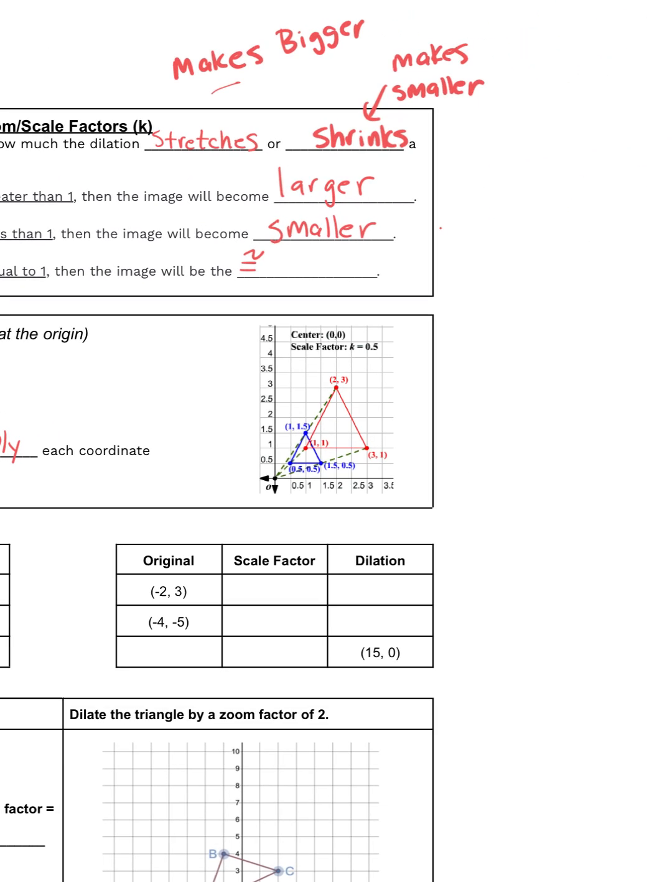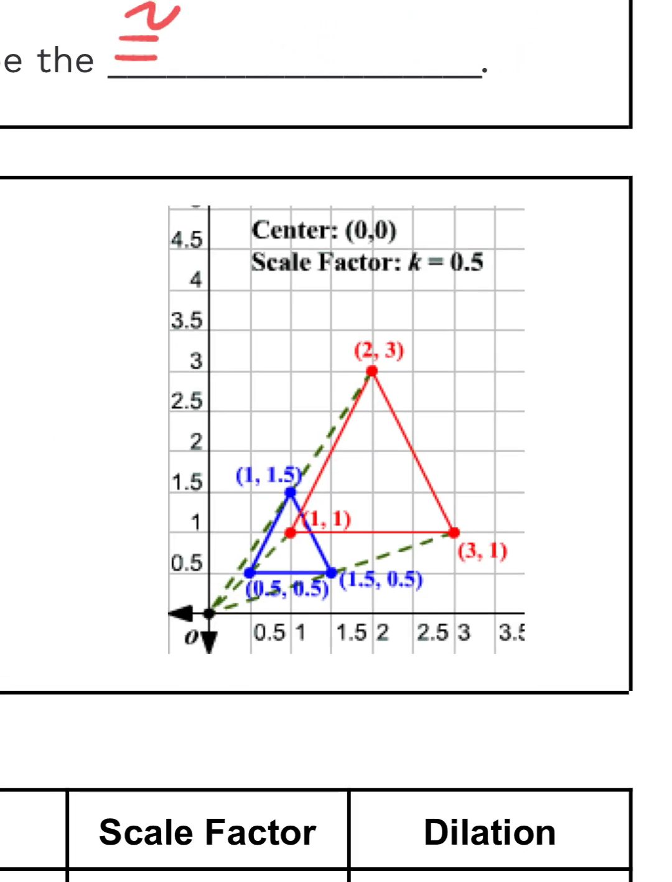Let's look at this example right here. Here, our scale factor is 0.5, so our figure is going to be getting smaller. So here's our big triangle, here's our little triangle. This is the original. Look at this point, (2, 3). If I multiply that by 1/2, half of 2 is 1. And if I multiply 3 by 1/2, half of 3 is 1.5. So my new point would be (1, 1.5), which of course is right here. So this point goes here.